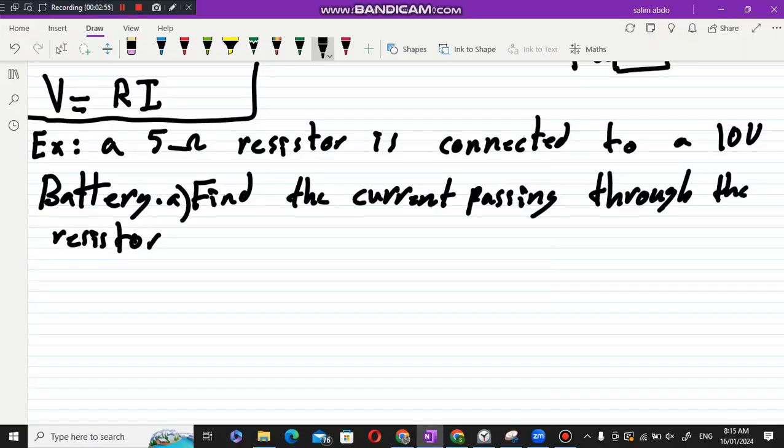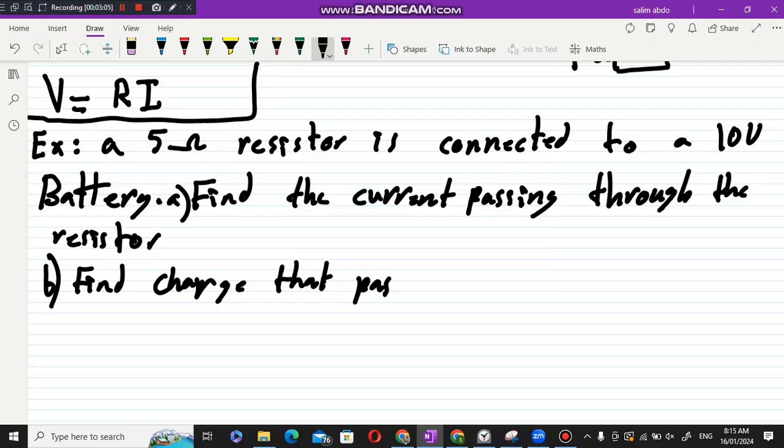Let's do this as part A. Part B, find the charge that passes in 60 seconds. Or let's make it like this, that passes in 3 minutes. And part C, find the number of electrons that pass.